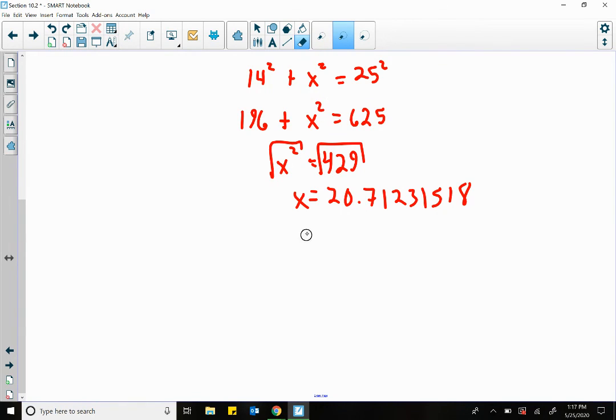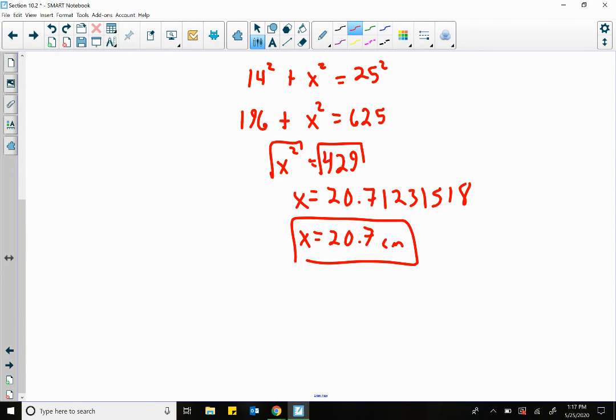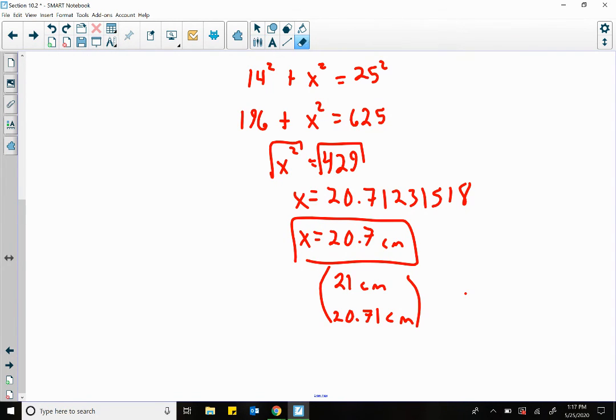So we're going to have x equal to 20.7, and what do we got here? Centimeters. There we go, because the 1 says, hey, 7, stay the way you are. If you're rounding to the nearest whole number, you would have had 21 centimeters, because the 7 says, hey, 0, go up. If you rounded to the nearest 100th, you would have had 20.71 centimeters. Okay? So there's all the other different roundings that you could have done. Make sure you read the fine print. And I believe that is it.